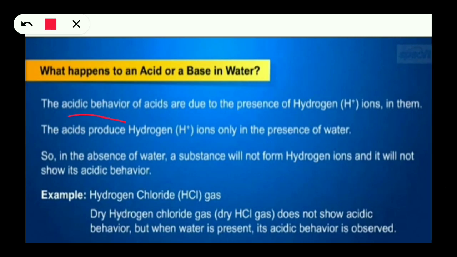So the acidic behavior of acids is due to the presence of hydrogen ions, and the acids produce hydrogen ions only in the presence of water. In the absence of water, a substance will not form hydrogen ions and it will not show its acidic character. So through the example we have seen, dry hydrogen chloride gas does not show acidic behavior, but when water is present, its acidic behavior is observed.